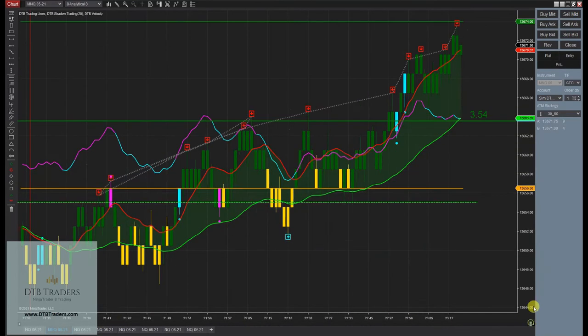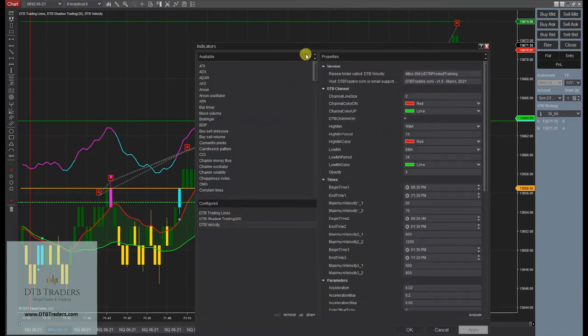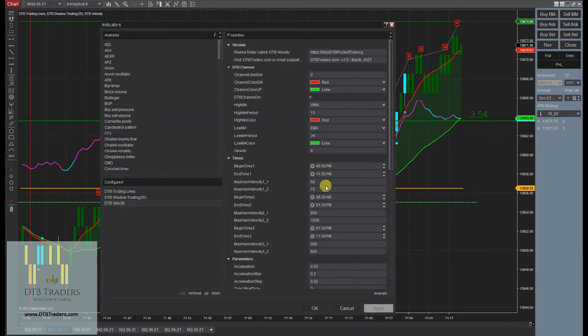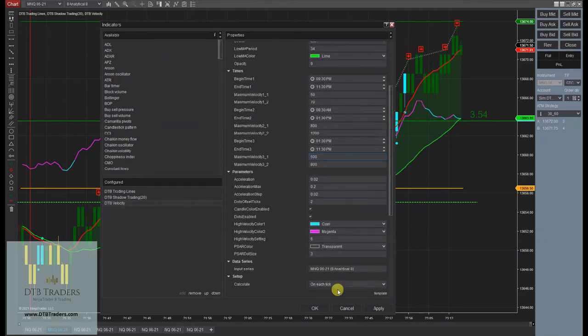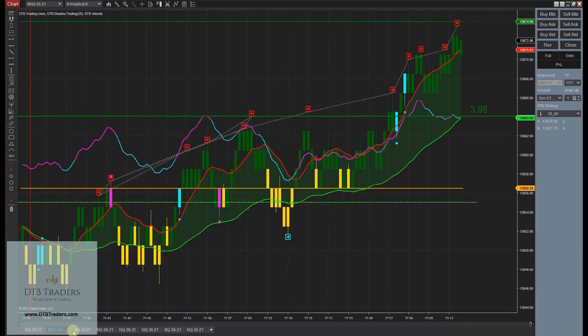So this is very much an indicator that we are still working on. I'm still working on how to get the best numbers for the velocity. But if you modify these numbers, and if you understand the concept of velocity, working with these numbers, you'll be able to find numbers that suit the sessions that you're working in. And the good thing is it's got different time slots basically built in. So use that on different charts.